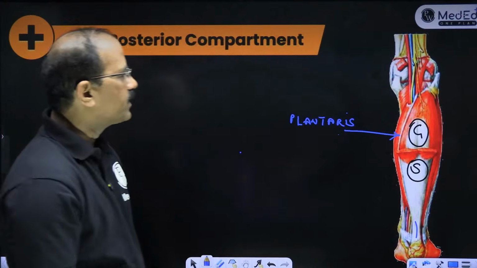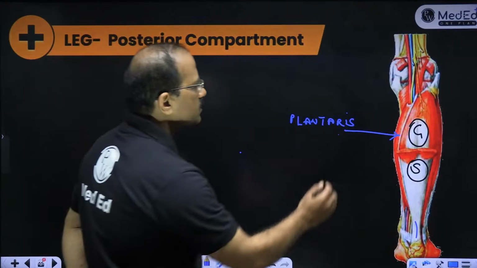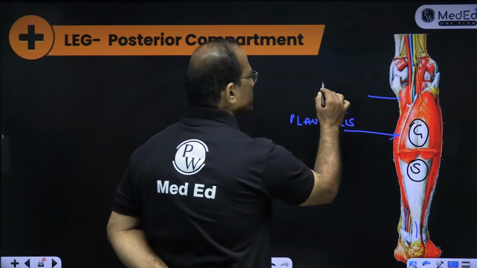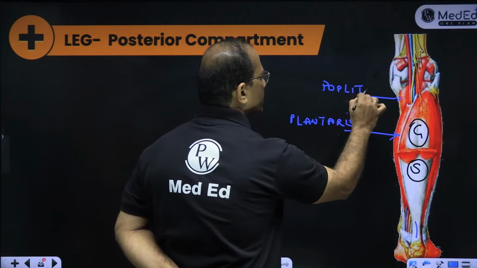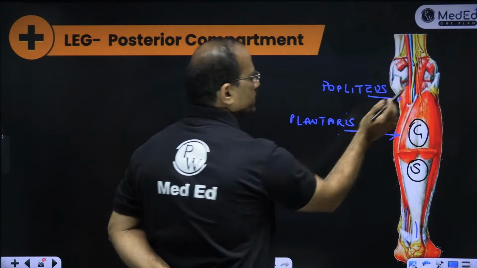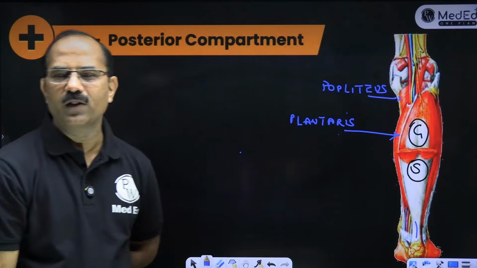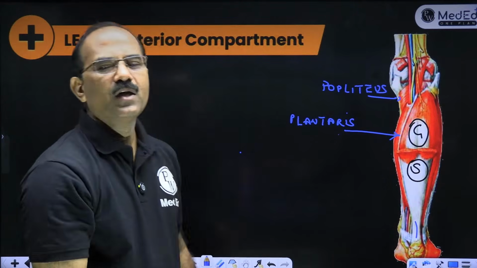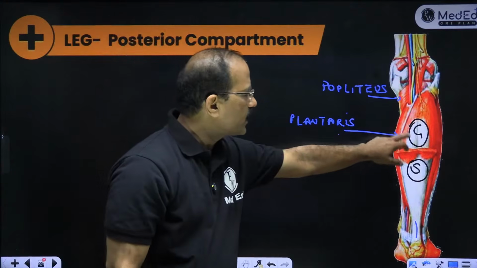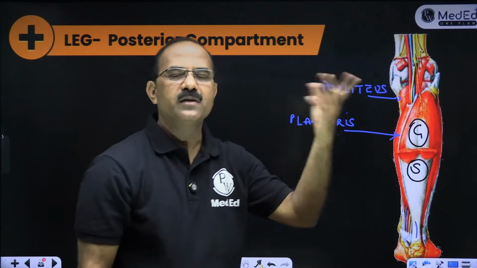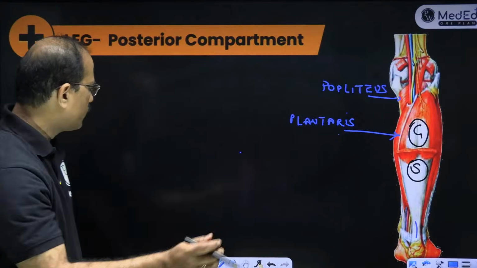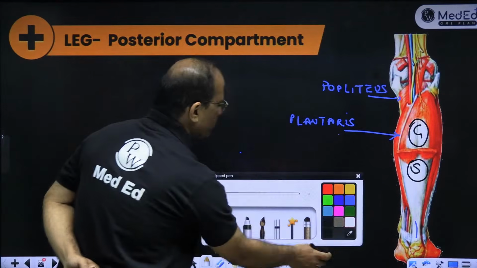Tendoachilles or tendocalcaneus. Fine. And what is this muscle? This is the popliteus muscle. Popliteus is an unlocker of the knee joint. That's a deep muscle. So which are the superficial muscles? One, gastrocnemius, soleus and plantaris. The deep muscles, one is popliteus.